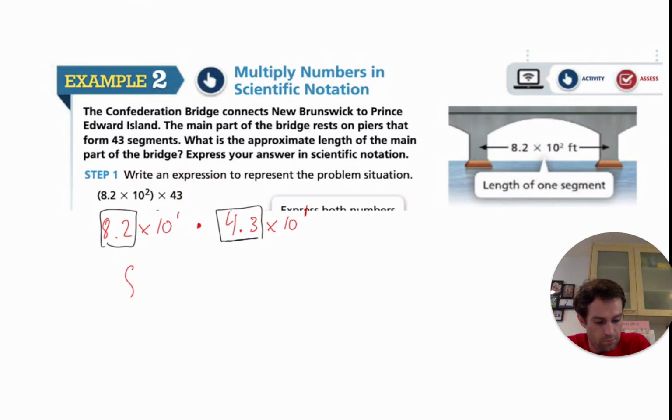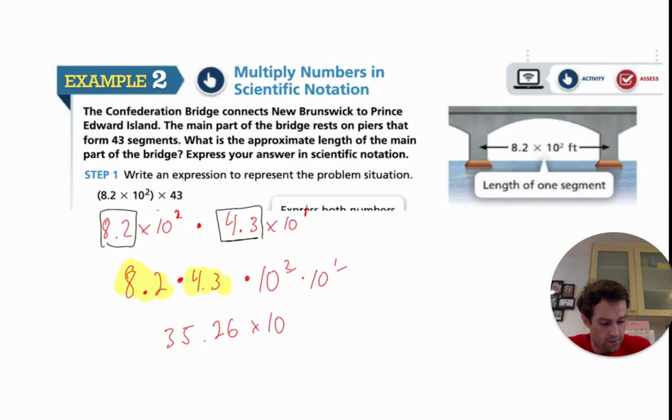So we will have 8.2 times 4.3 times, oh, this was 10 to the power of 2, I'm sorry. 10 to the power of 2 times 10 to the power of 1. And we know we will just add those exponents together. So when we multiply 8.2 times 4.3, you will get 35.26 times, you know what, for scientific notation we use the x, 10 to the power of 3, because we're adding 2 and 1 together.